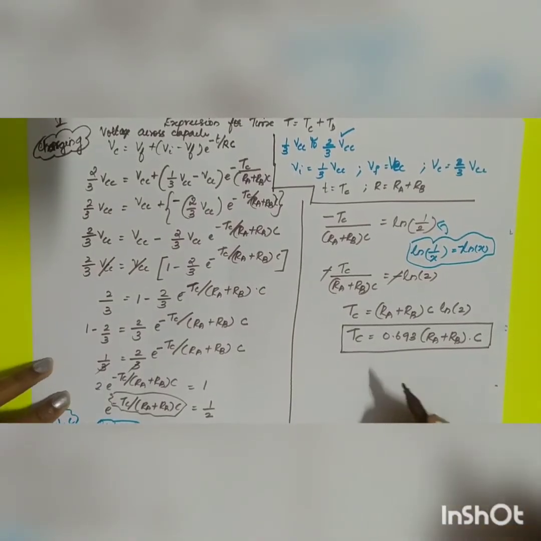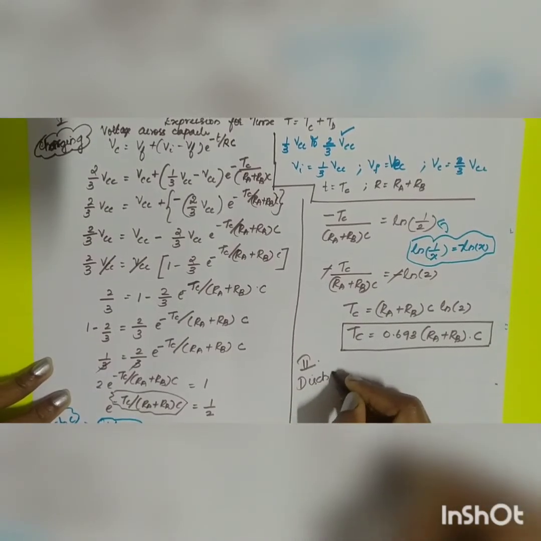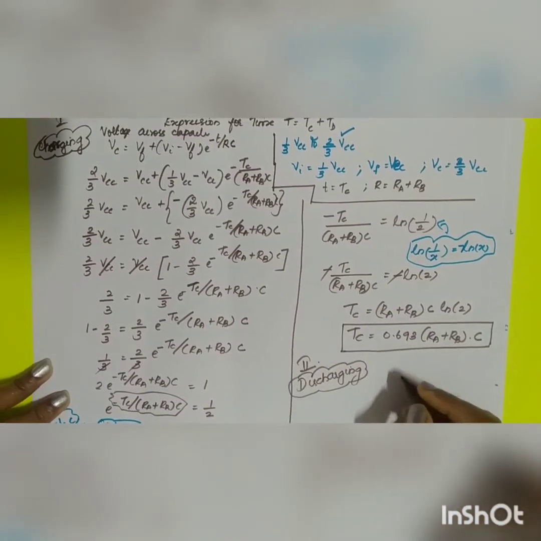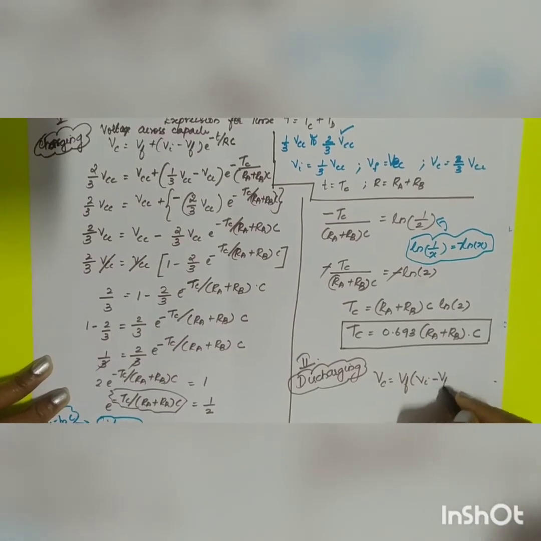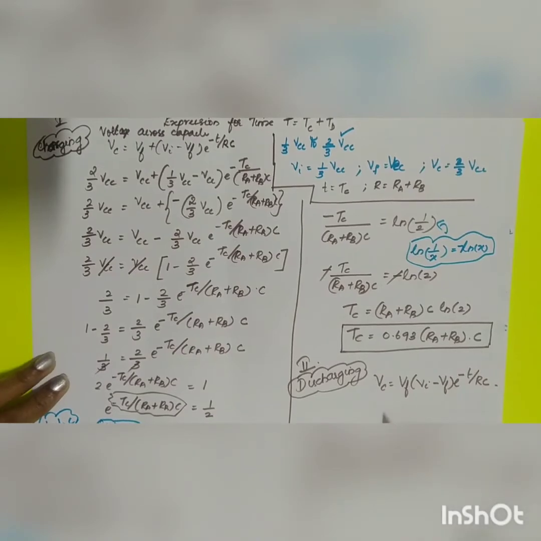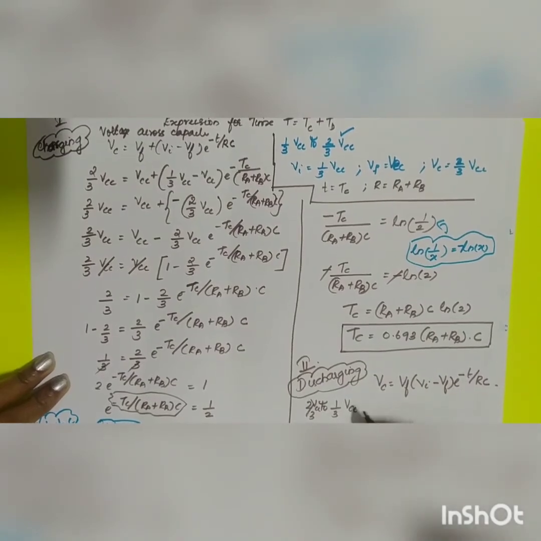So now we are going to proceed with the second step, that is during the discharging. What will be your condition? Okay, so during the discharging you have the same formula. Vc is equal to Vf plus (Vi minus Vf) into e power minus t divided by Rc. Now what are the values you are going to replace? Your discharging time period is from what to what? So 2 by 3 Vcc to 1 by 3 Vcc. Your discharging ends at 1 by 3 Vcc.